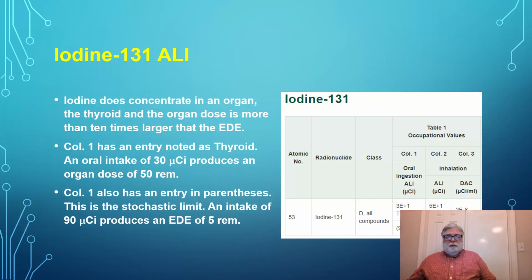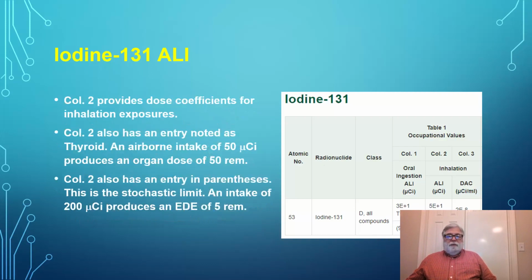So column 1 is the oral ingestion. Notice that there are 2 entries. One tells me the organ: 30 microcuries is the thyroid limit. And also below that, it's got a number in parentheses. This is the stochastic limit that applies to effective dose equivalent. 90 microcuries will reach the limit for the effective dose equivalent. So 30 microcuries will reach the thyroid limit of 50 rem. 90 microcuries will reach the whole body limit, effective dose equivalent of 5 rem.